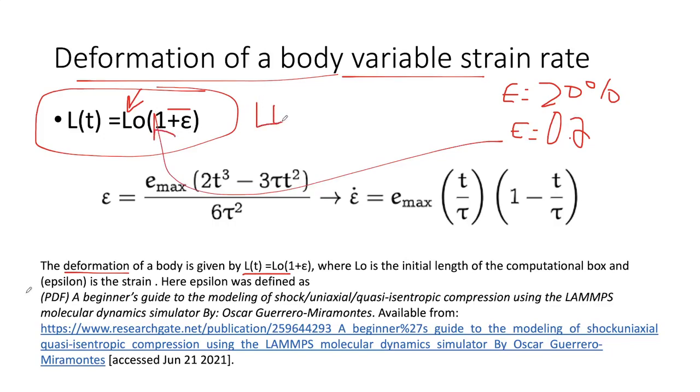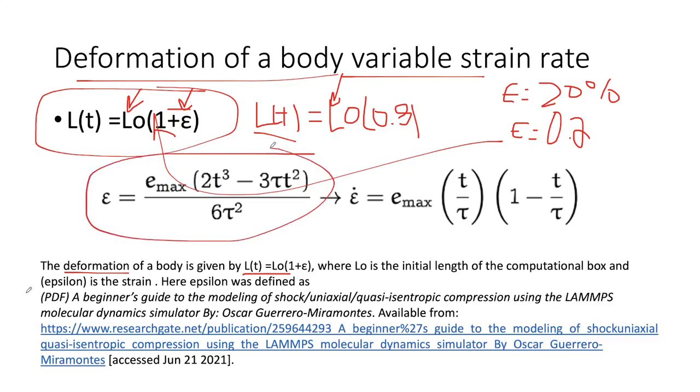That means the final length of the computational box is going to be equal to the initial length, and here we put a negative because we're compressing, so it's going to be 1 minus 0.2, which is 0.8. So the final length is going to be equal to 80% of the initial length of the computational box. Now I can use any strain or any epsilon right here. Having this epsilon, we can compress the box quasi-isentropically, but you don't necessarily have to use this epsilon.